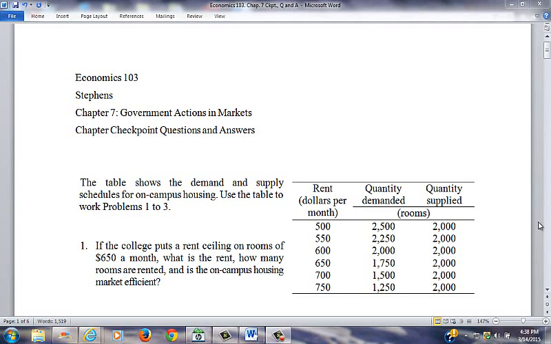So what you might do for this exercise is to answer the questions on your own, then listen to this Camtasia recording and see how your answers match my answers. Let's begin. The table on the right here shows the demand and supply schedules for on-campus housing. Use the table to work problems 1 to 3.